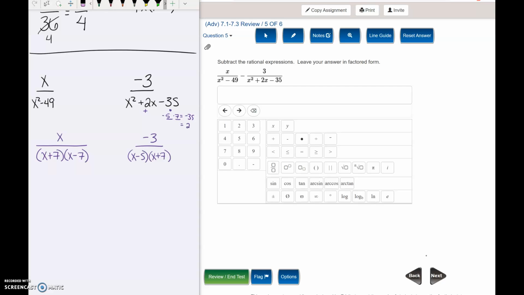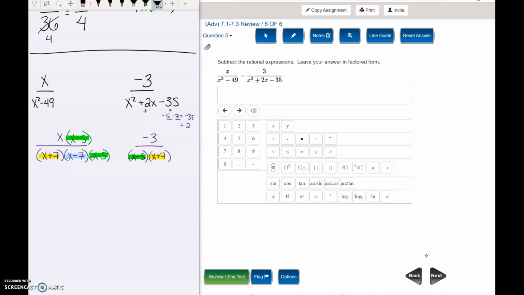Okay, get some highlighters here. Both of them already have x plus 7. So that's good. Those match. The one on the right has x minus 5, so the one on the left needs an x minus 5. So we need to put an x minus 5 on the bottom and the top so that now both pieces have a denominator factor of x minus 5.